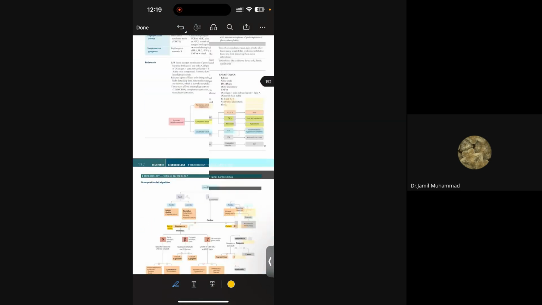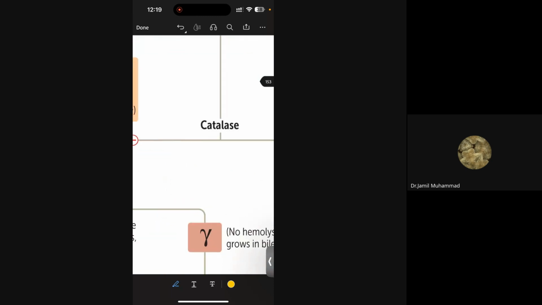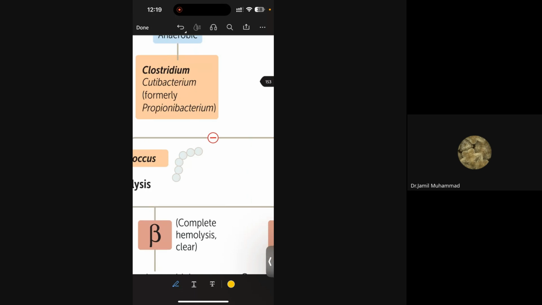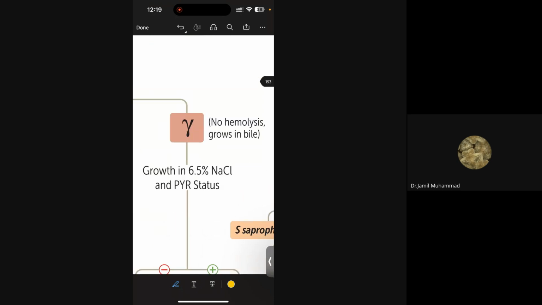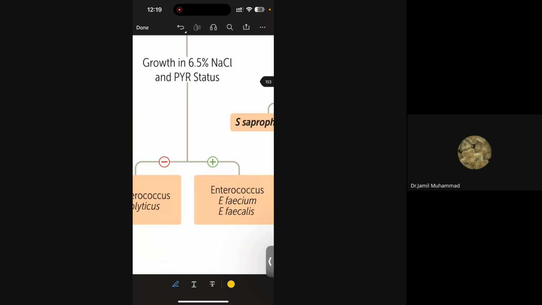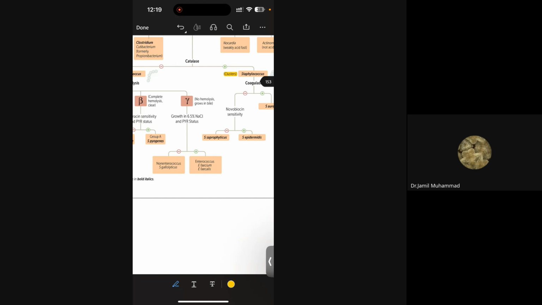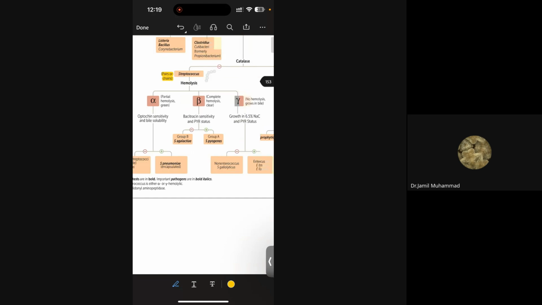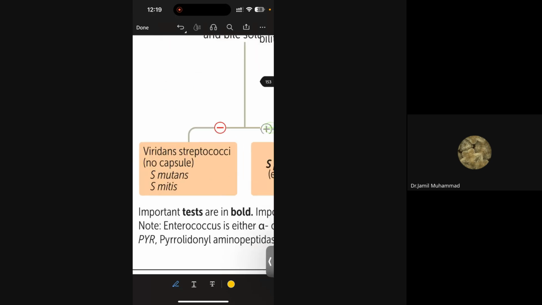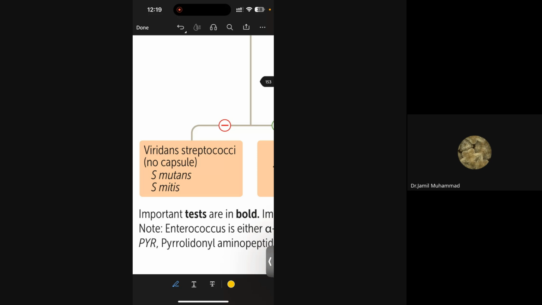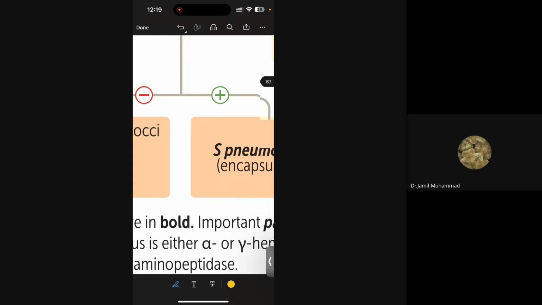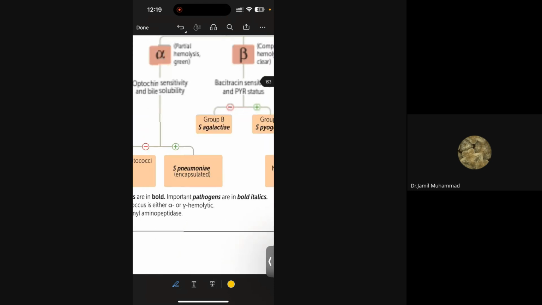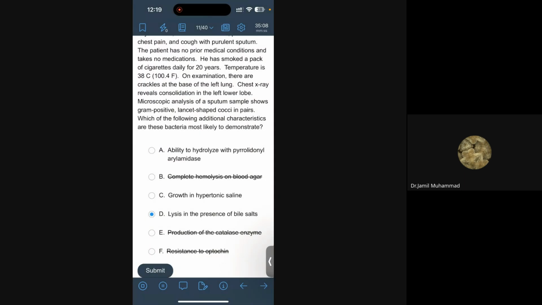You have to memorize this whole algorithm. Catalase positive are the staphylococcus. Incomplete and no hemolysis occurs here. Hypertonic saline and PYR positive are enterococcus. And optochin resistant are viridans streptococcus. Optochin sensitive are strep pneumo, and bile soluble are strep pneumo. Okay. So the answer is lysis in the presence of bile salts.